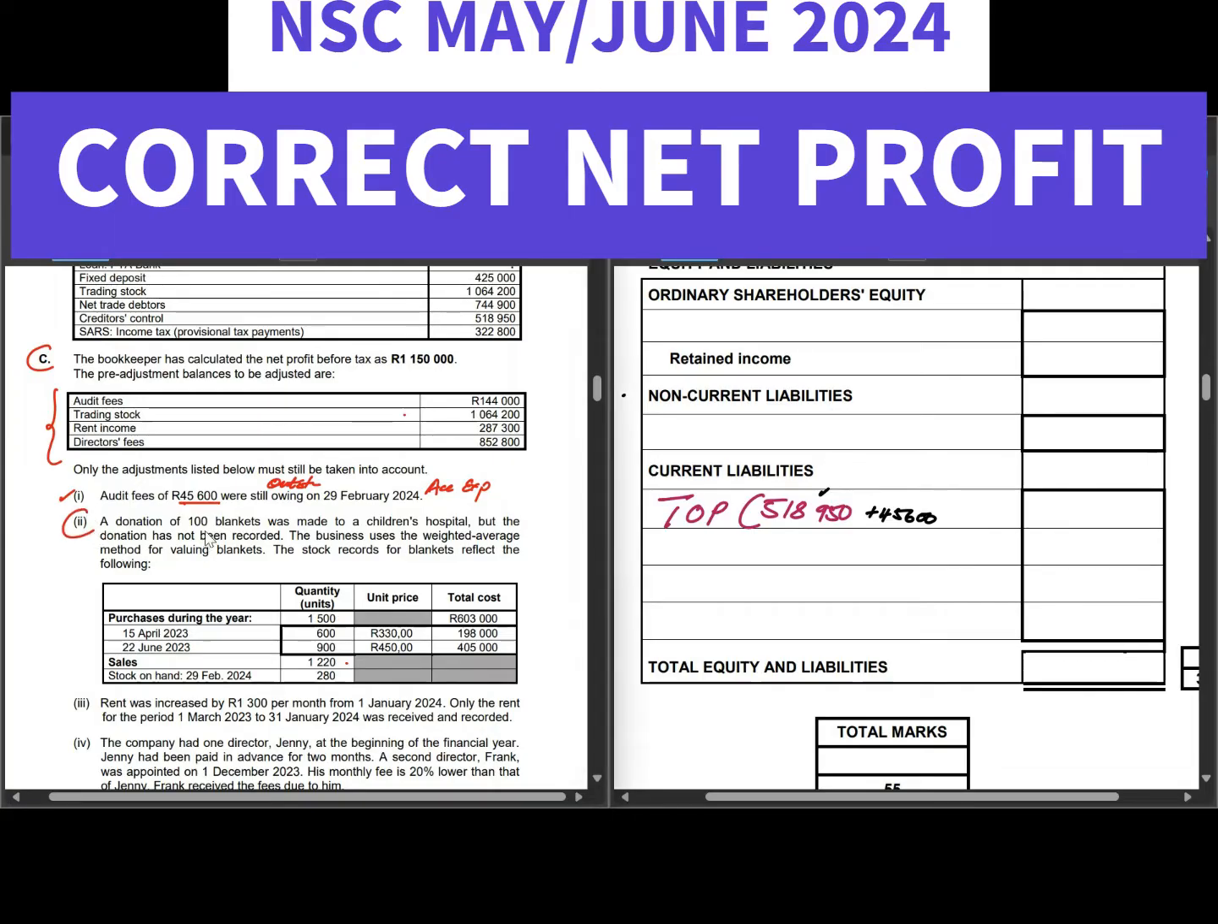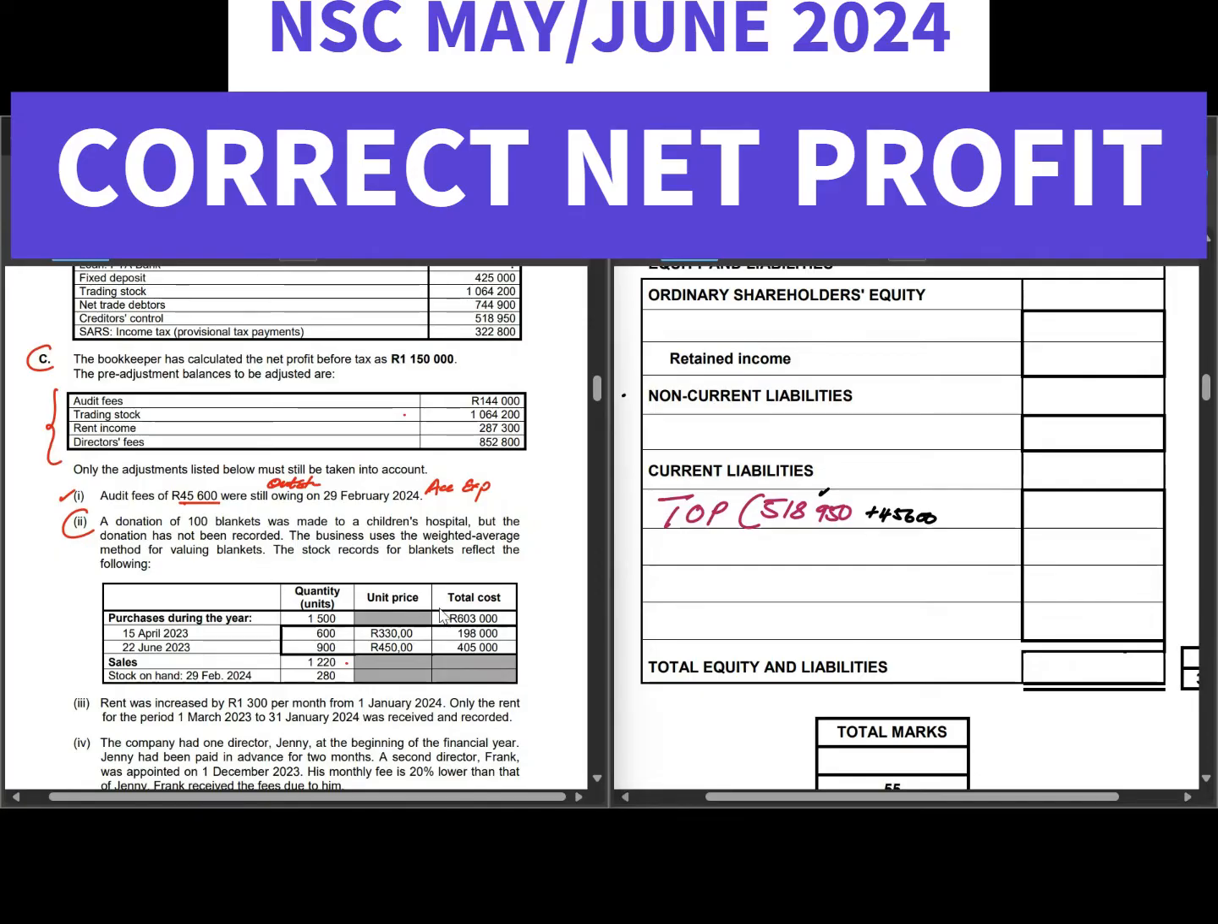It says a donation of 100 blankets was made to a children's hospital, but the donation has not been recorded. So we have an expense that has not yet been recorded. And remember, this must also affect your inventory. Then it says the business uses the weighted average method for valuing blankets. I think we cannot overemphasize the importance of knowing your inventory valuation methods before you sit for paper 1 as well as paper 2. The stock records for blankets reflect the following.